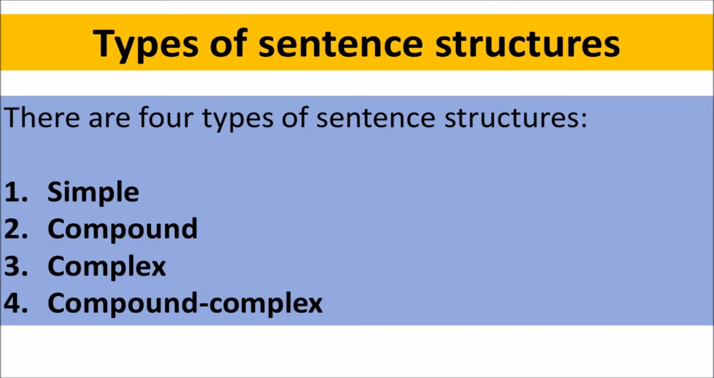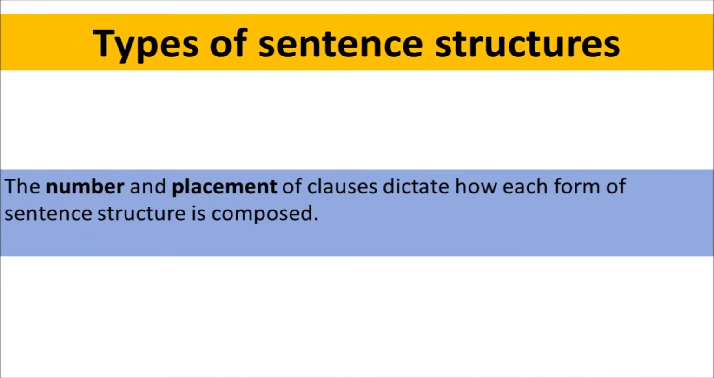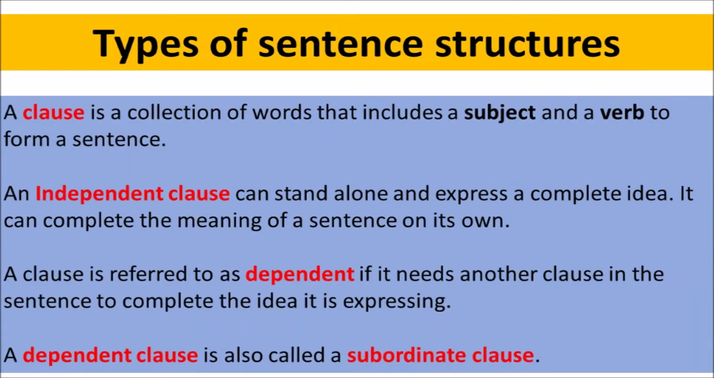There are four types of sentence structures: simple, compound, complex, and compound complex. The number and placement of clauses dictate how each form of sentence structure is composed. A clause is a collection of words that includes a subject and a verb to form a sentence.